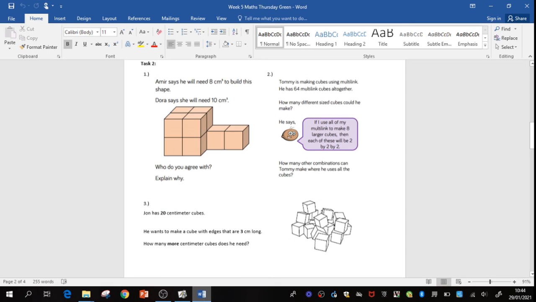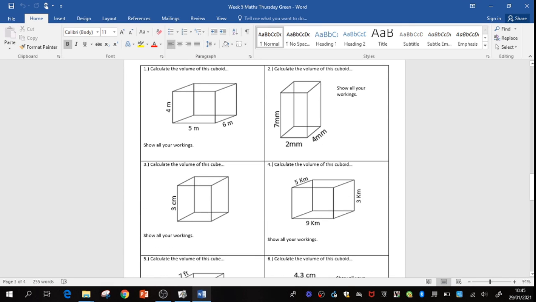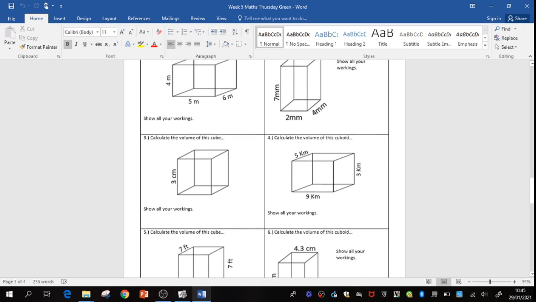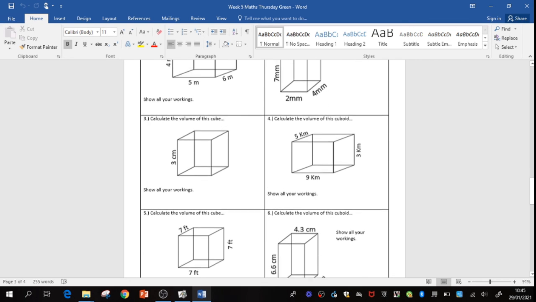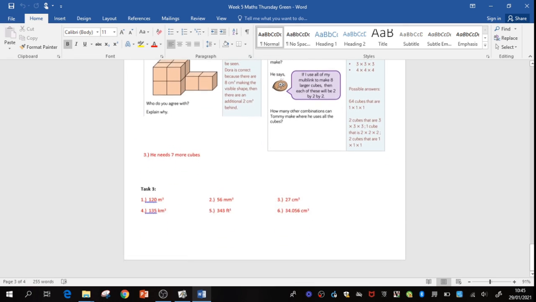So your task now, what I'd like to do is to now calculate the volume of these cuboids, and there is a cube in there, a couple of cubes in there actually, and I'm sure as you've already seen, answers are all at the bottom.